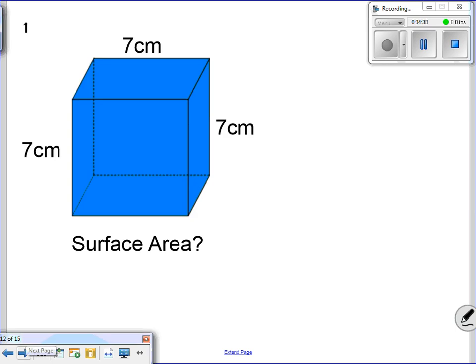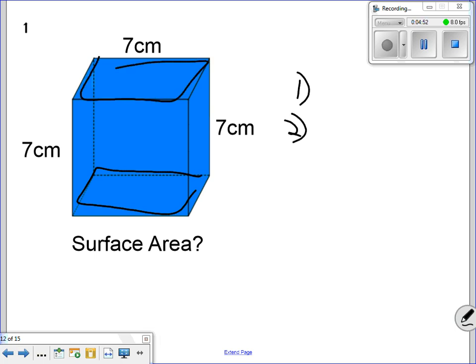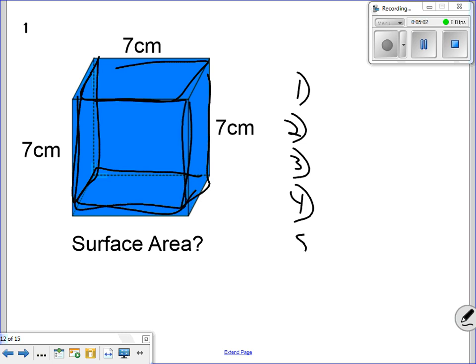Let's take a look here. I have to find the surface area of the shape. So this is how it's done. I have a cube here. How many faces do I have on this cube? Well, I have a bottom face, right? 1. I have the top face, which means I have 2 faces. I have this side face, which would be 3. I have this side face, which is 4. I have this front face, which is 5, and then I have the back face, which is 6.